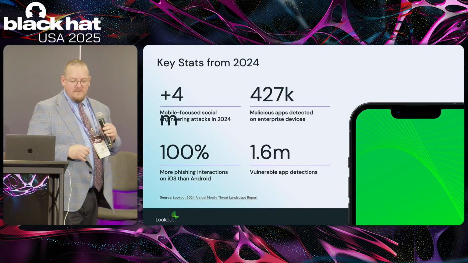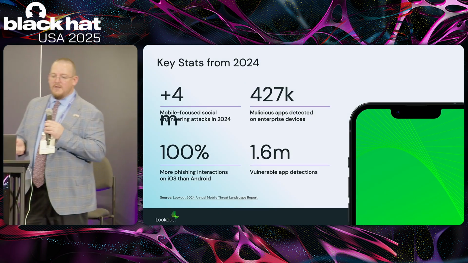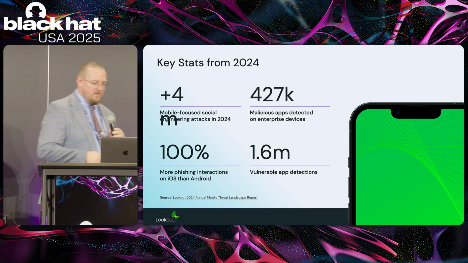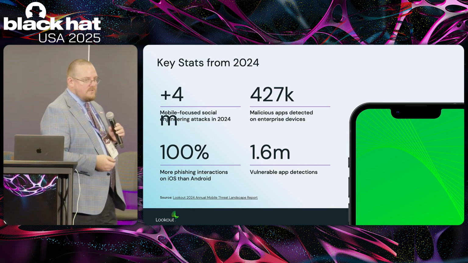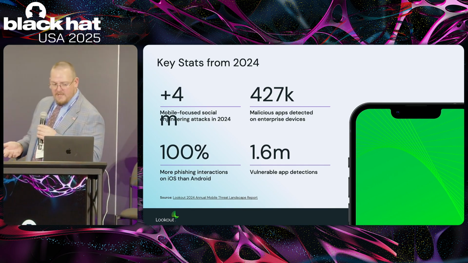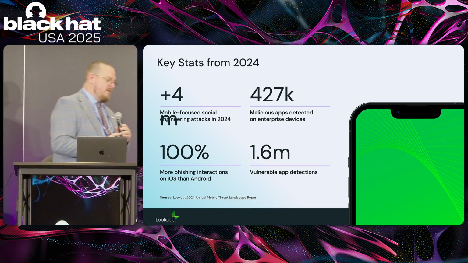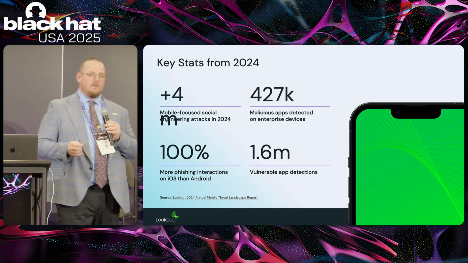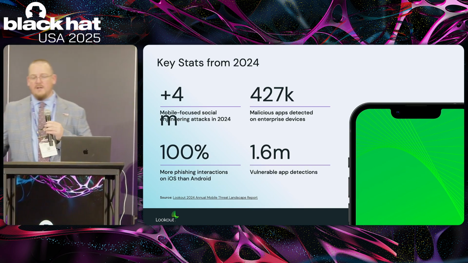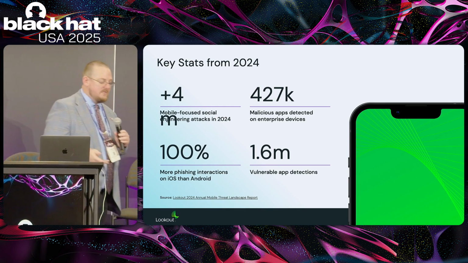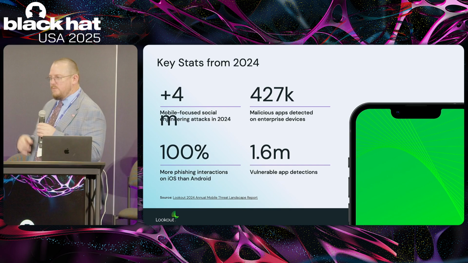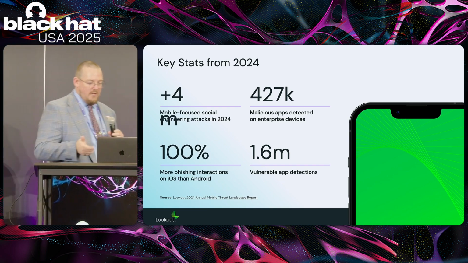A couple of stats have come out. There were over 4 million mobile-focused phishing campaigns that we tracked just last year alone. There were also 427,000 malicious mobile applications that we identified in enterprise environments. Something that really stood out was 100% more attacks against iOS than we've seen previously. Traditionally we see this on Android, because of how open it is as an operating system, but last year was really significant in that uptick on iOS.